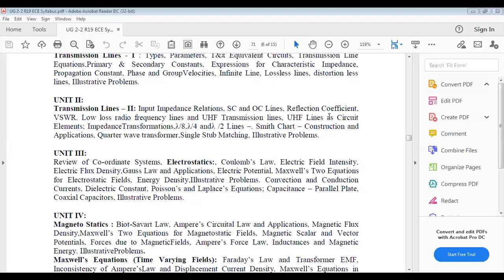Okay, today's topic is electromagnetic waves. So far, we completed transmission lines part 1 and part 2. What did we learn from the transmission lines concept? What is meant by a transmission line? What are the different types of transmission lines? What is the equivalent circuit of the transmission line?